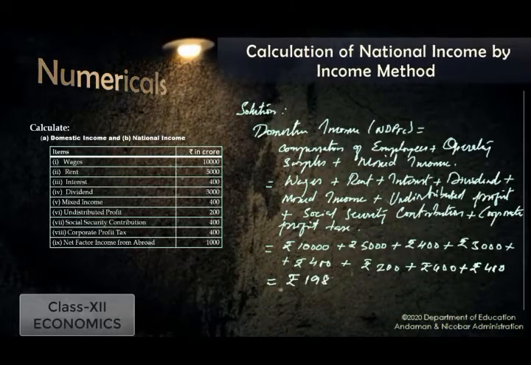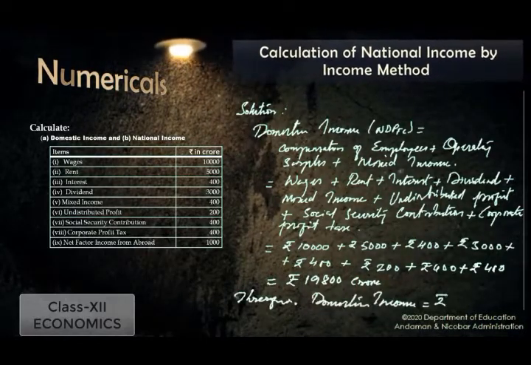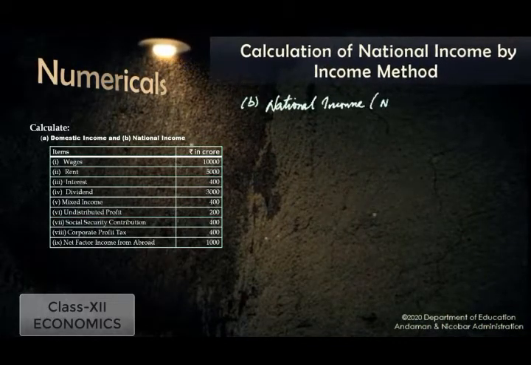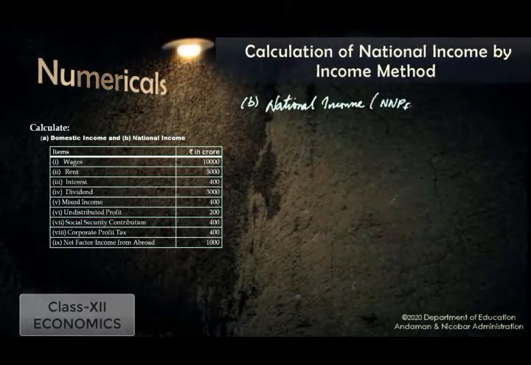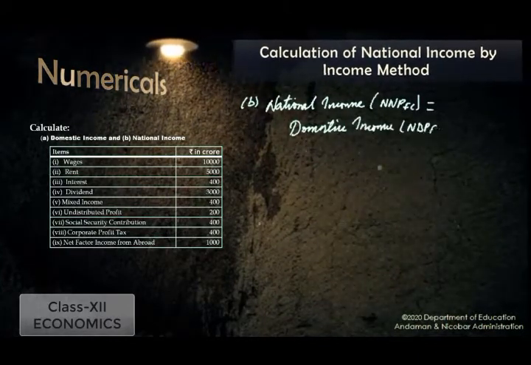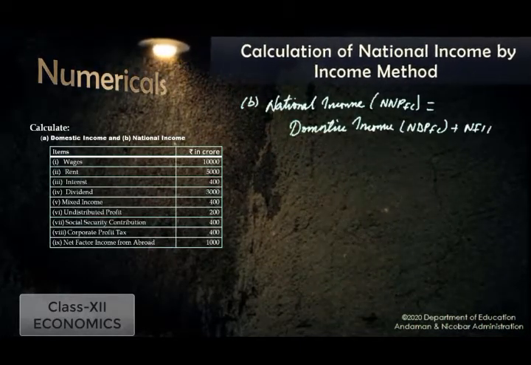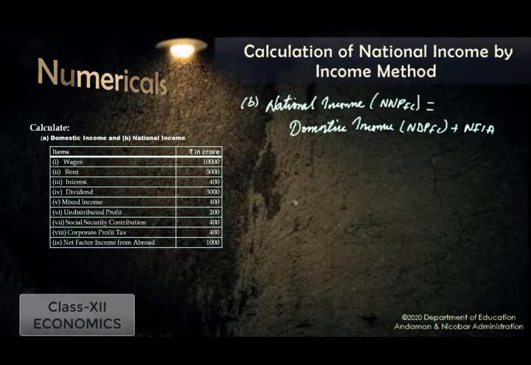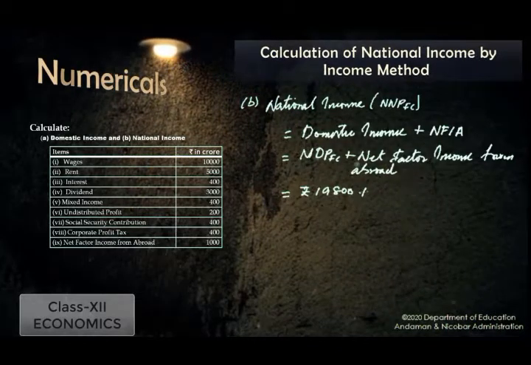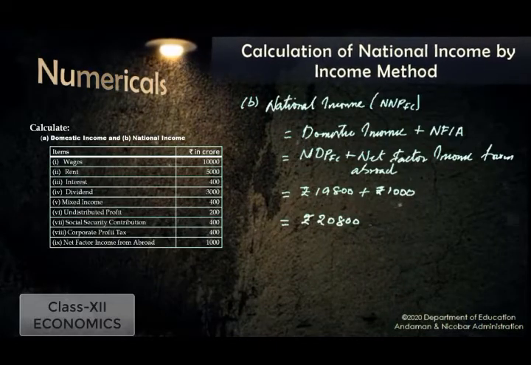After getting the value of domestic income, we can easily get the value of national income. Here the domestic income is NDP at factor cost. This NDP at factor cost is to be converted into national income, that is NNP at factor cost. It can be changed by adding the value of NFIA. We have the value of NFIA as 1,000 crore. So the national income will be equal to 19,800 crore plus 1,000 crore, which gives a value of 20,800 crore as the national income.